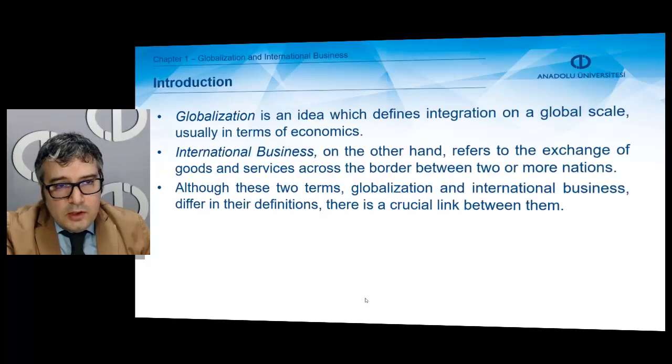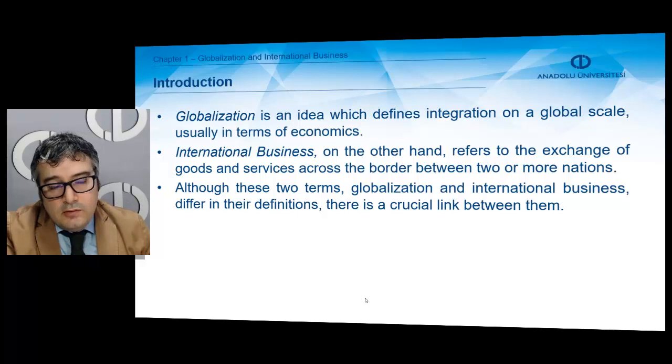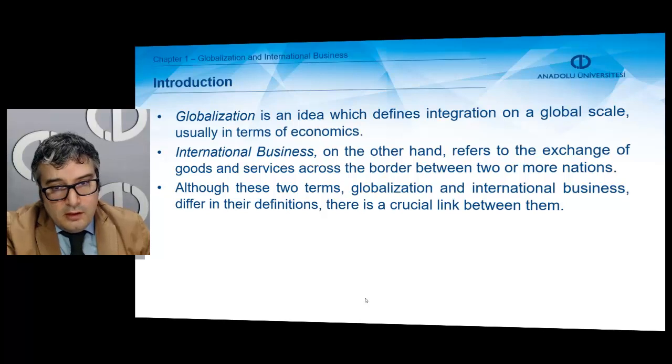So as we said in the beginning, globalization is an idea which defines integration on a global scale, usually in terms of economics. International business, on the other hand, refers to the exchange of goods and services across the border between 2 or more nations. Although these 2 terms, globalization and international business, differ in their definition, there is a crucial link. So let's see what this link is about.